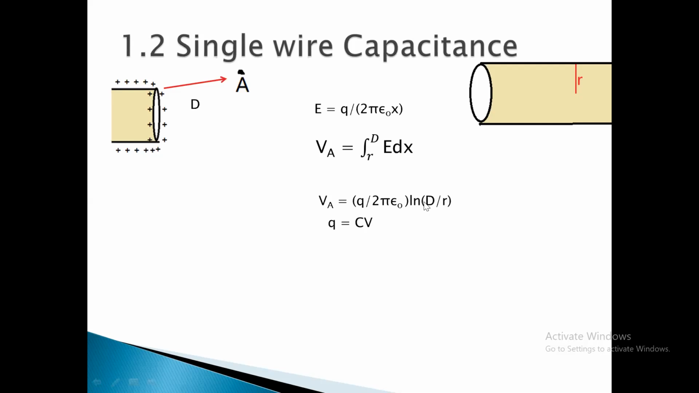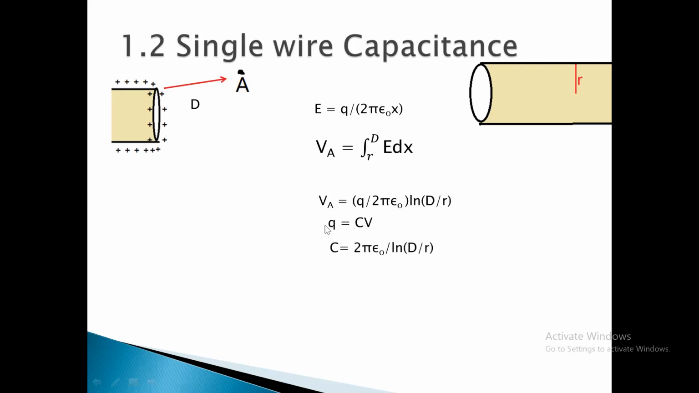This is a log formula: log M divided by N is equal to log M minus log N. So upper limit minus lower limit, it is integration, so I will get log D divided by R. As I know that Q is equal to CV, we have learned this in high school, that if I multiply capacitance with voltage, I will get charge. So from here I want to find the capacitance, because I have to calculate the capacitance of the transmission line. So C is equal to Q divided by V.